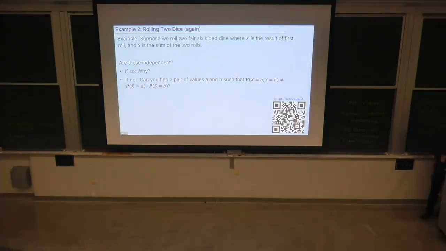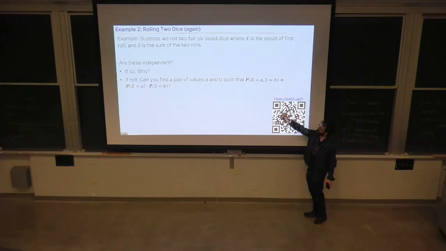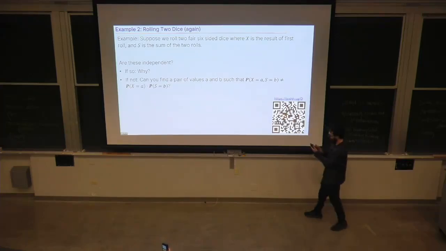Another example, let's say rolling 2 dice. Let's suppose we roll 2 fair 6-sided dice where X is the result of the first roll and S is the sum of the 2 rolls. Are these independent? If not, can you come up with a counterexample? And if it is indeed independent, give me an argument. So try and do this one. I'll let you think about this a bit more. I'll give you a minute or so on this one.